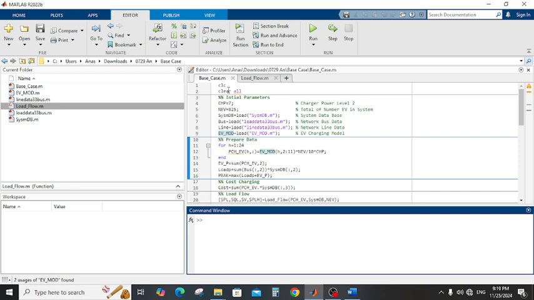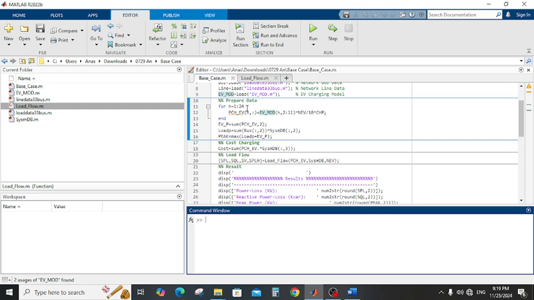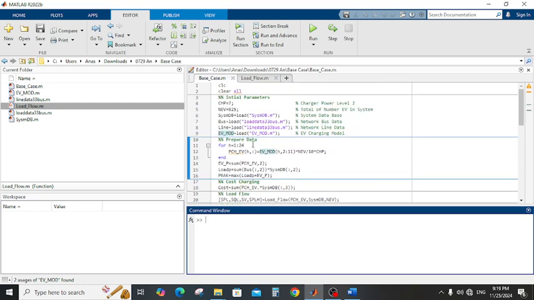We start with clear and clc, and after that the initial parameters: the charging power level 2, 7 kilowatt, and the total number of AVs in the system. After that, we load the system database, as we explained before: the network bus data, the network line data, and also the AV charging models. And after that, we prepare the data.